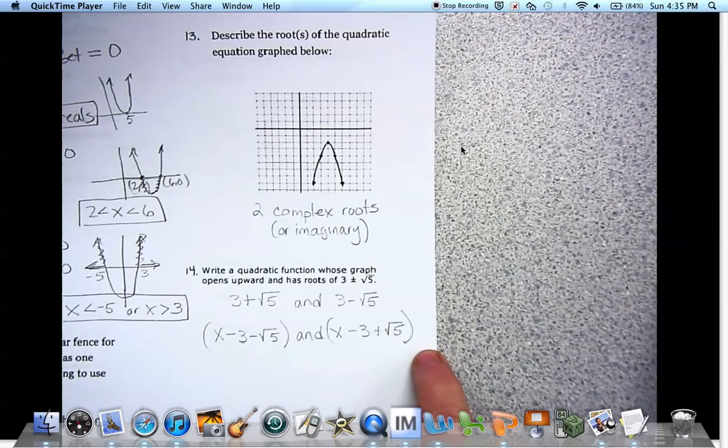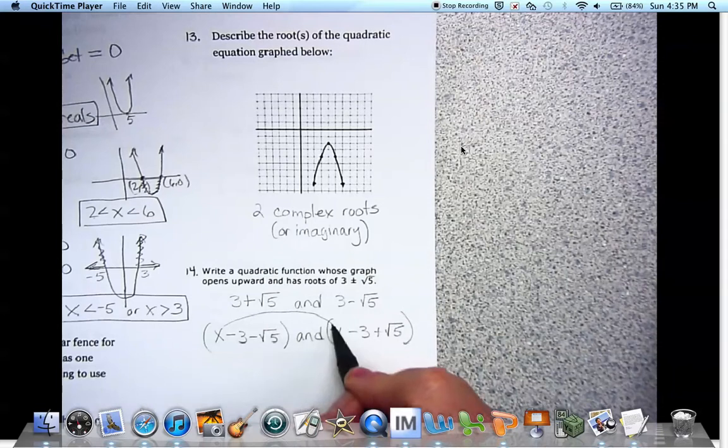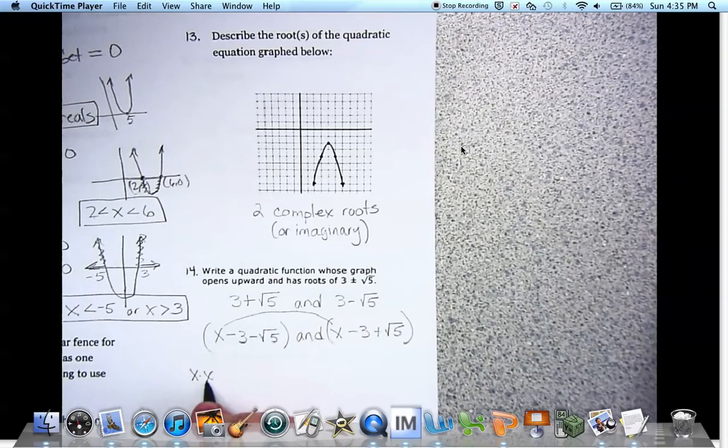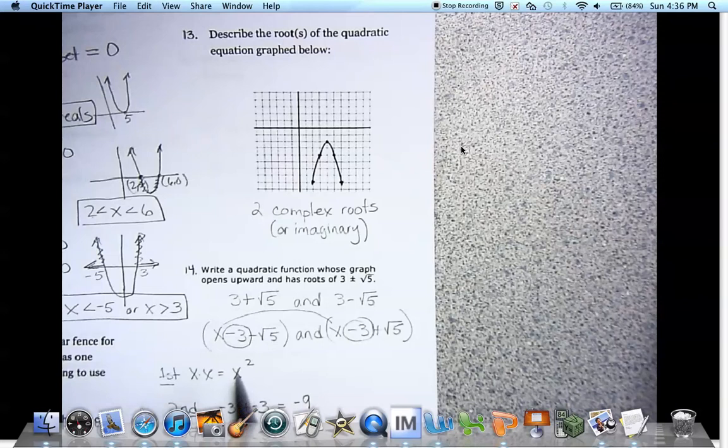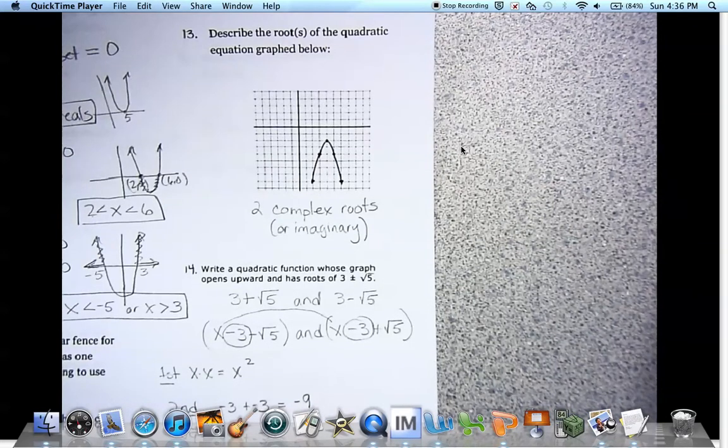Okay, and you can multiply all of this out if that's what you want to do, or you can use the shortcut. Now the shortcut is the first term is just x times x, which is x squared. The second term is negative 3 plus negative 3, whatever these two are, we add those together, and that would be negative 9. And then the third term is negative 3 times negative 3 plus negative square root of 5 times square root of 5. So we do these two multiplied together and these two multiplied together and add them.